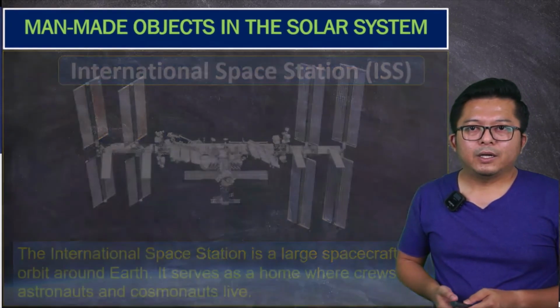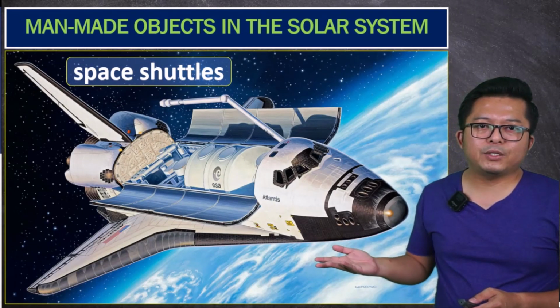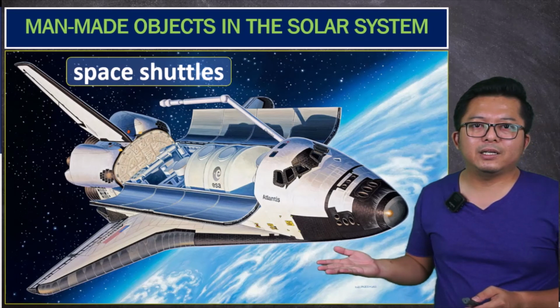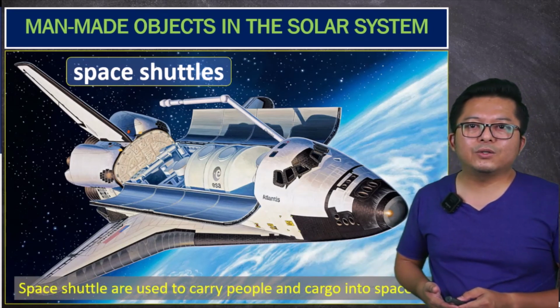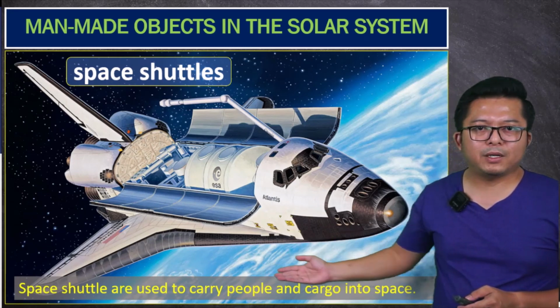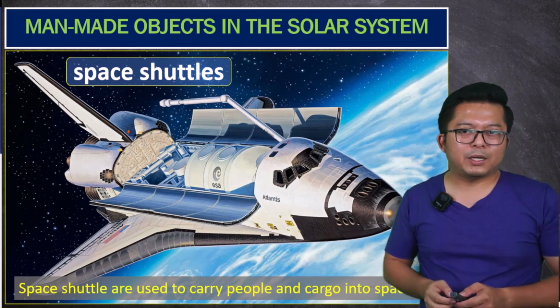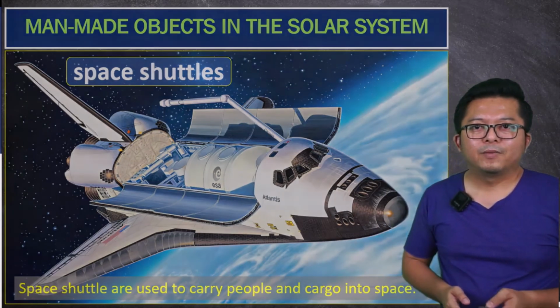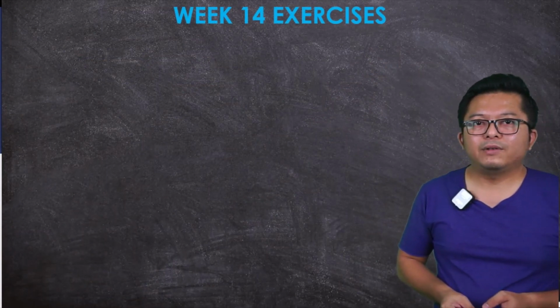Next, another man-made object, the space shuttle. This is a space shuttle that you can find on the internet. Space shuttles are used to carry people and cargo into space, and they will send people and cargo to the International Space Station.